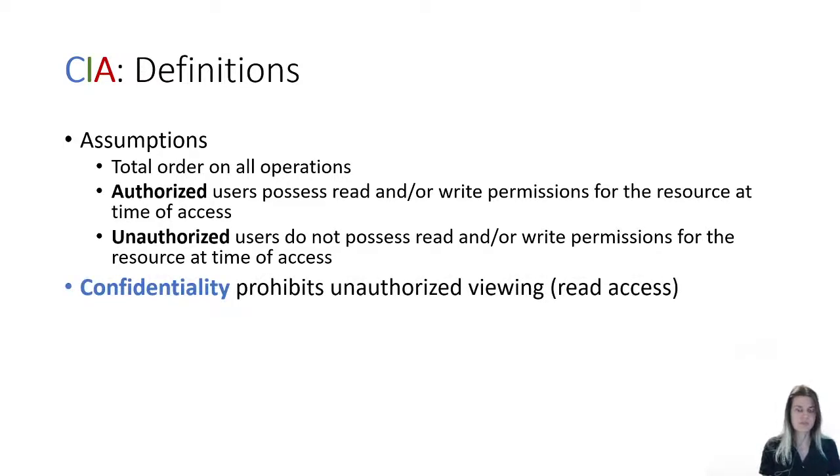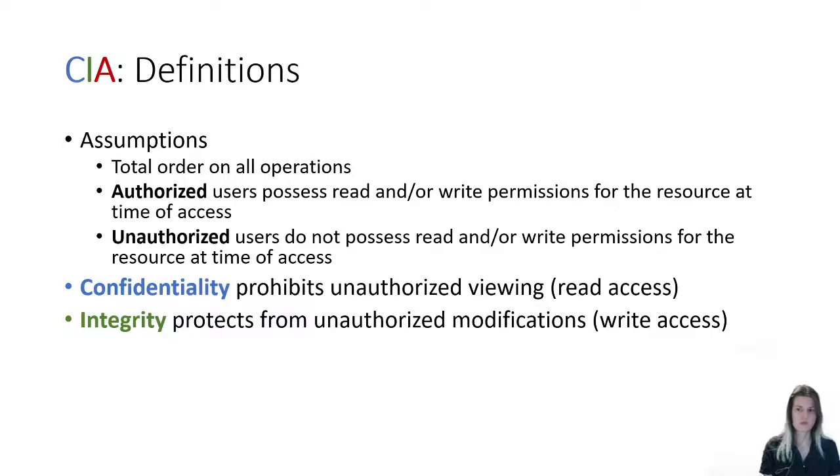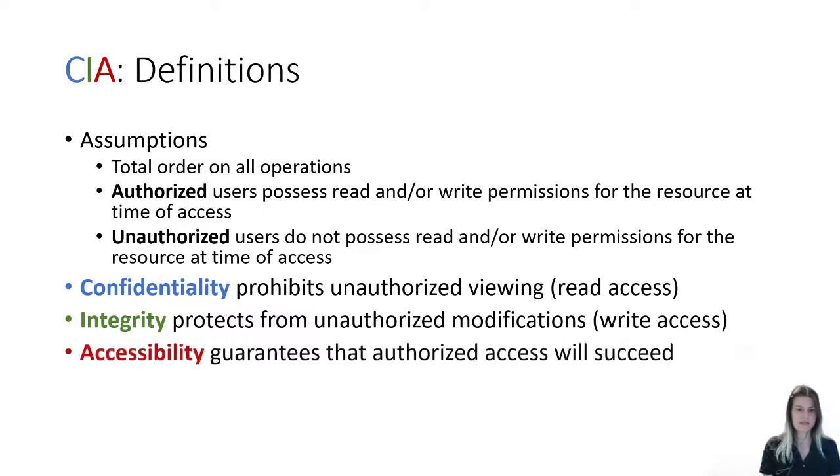Following from that, confidentiality restrains unauthorized users from viewing the resource, meaning that the user that does not have read access to the resource cannot view it. Integrity protects resources from unauthorized modifications, which means that the user that does not have write access for the resource cannot modify it. And lastly, accessibility guarantees that authorized users will always succeed at accessing the file. And this is both for read and for write permissions.